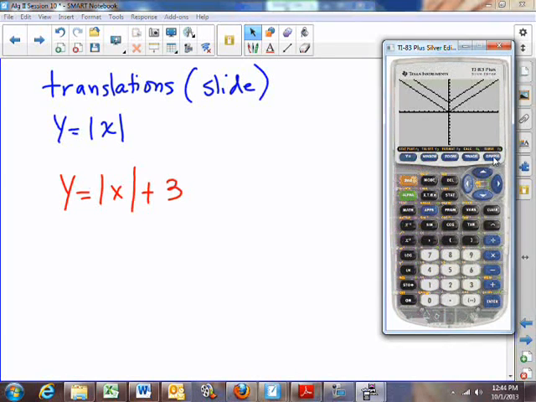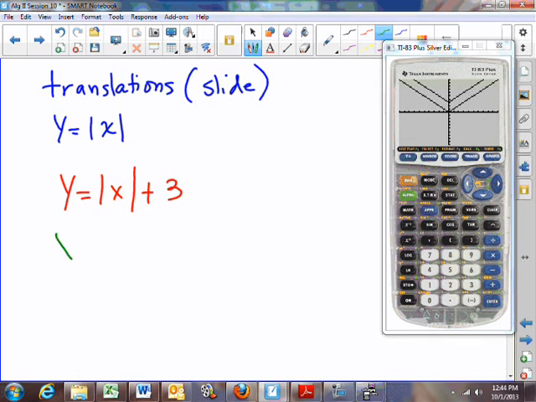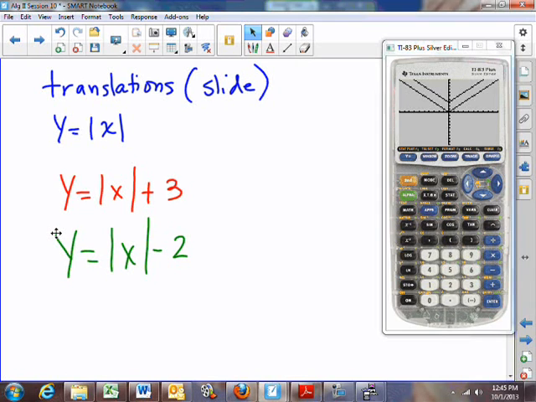Now, what do you suppose? Think about this for a minute. What do you suppose would happen if instead of adding 3 after we had performed the absolute value, we subtracted 2? If you need to pause the video, here's where you'd pause it. Now I'm going to tell you the answer. If we subtracted 2, in other words, if we had y equals absolute value x minus 2, this would shift the graph down 2 units.